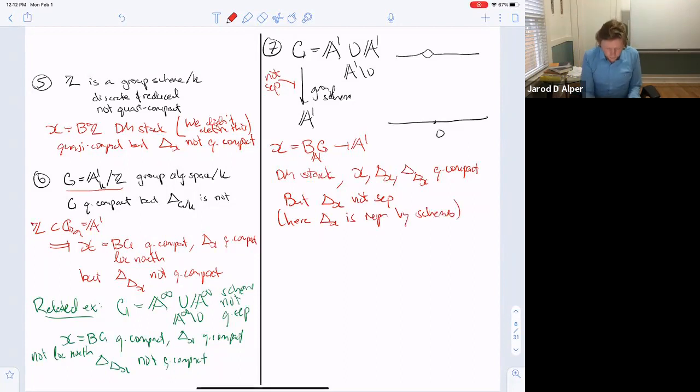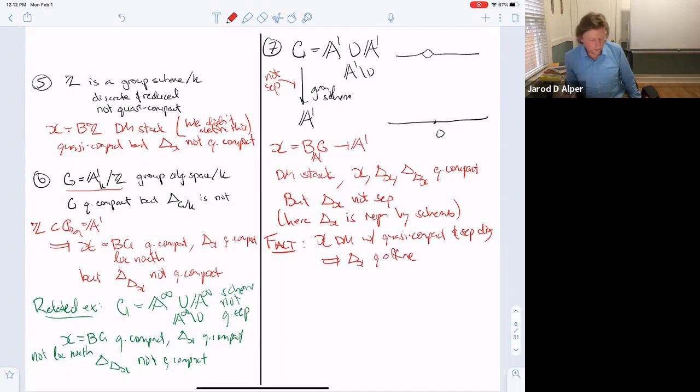And here's a fact that we might try to prove at some point: if you have a Deligne-Mumford stack with quasi-compact and separated diagonal, then the diagonal is actually quasi-affine, in particular representable by schemes. And we like that property because we know more things about schemes than algebraic spaces.